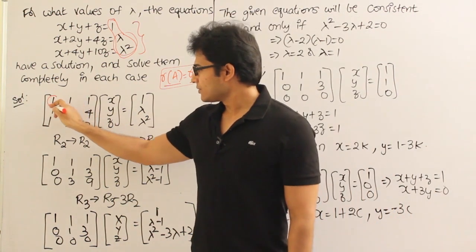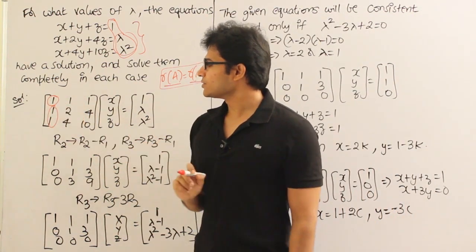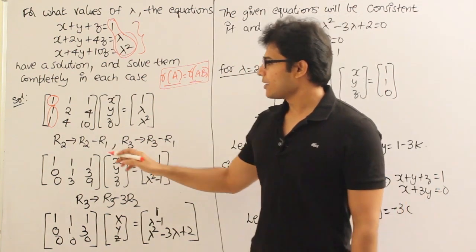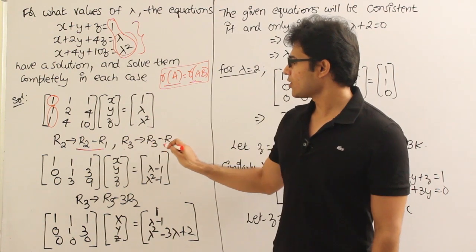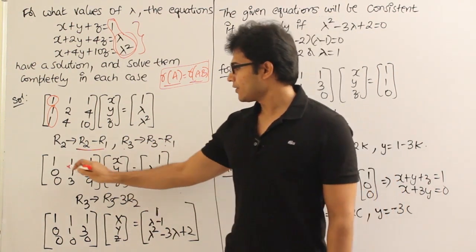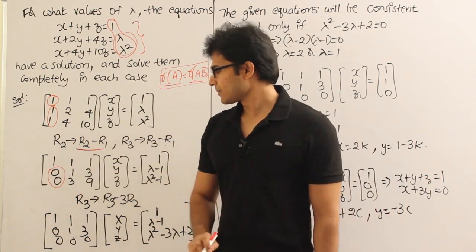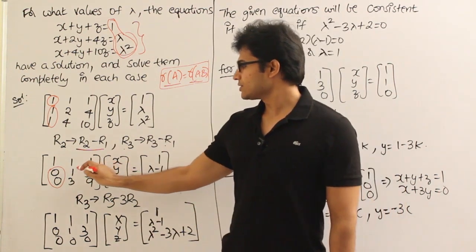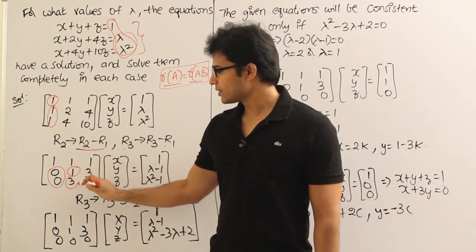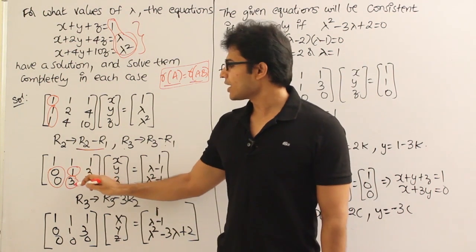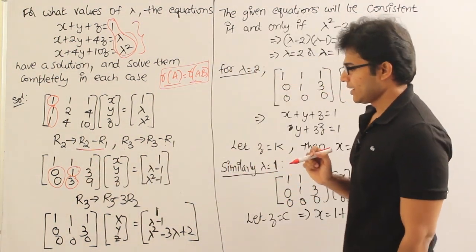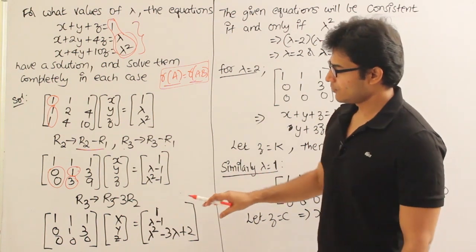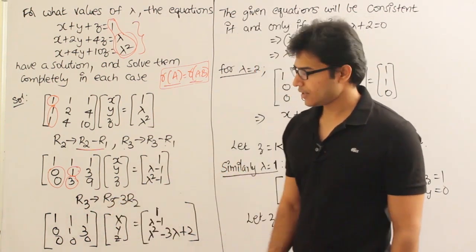Now using this element, I want to make these two elements zeros. For that reason, I am subtracting R1 from R2 and R3, and replacing them. Then I got these two elements as zeros. And next, using this element, I want to make this element zero. For that reason, I'll multiply this row by 3 and subtract it from here. Finally, we got it in echelon form, right?